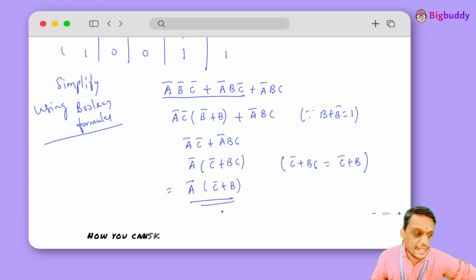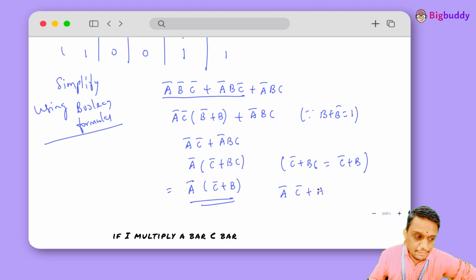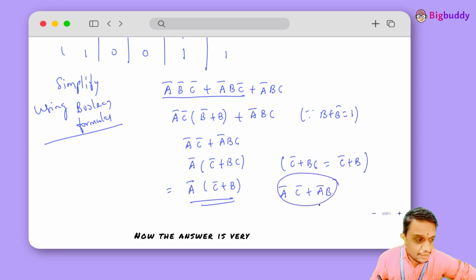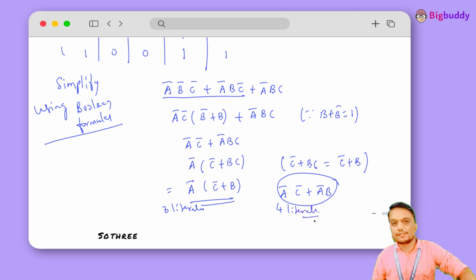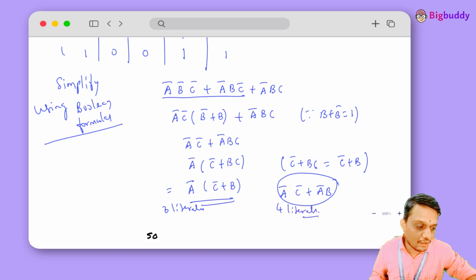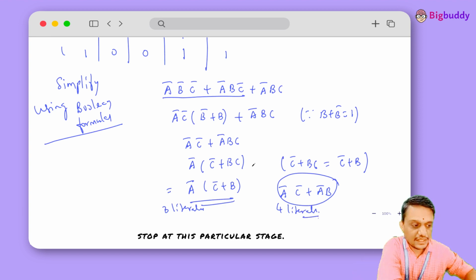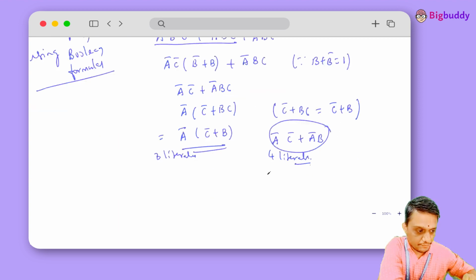Now you can ask me, sir, can I keep the answer as A bar C bar plus A bar B if I multiply it out? The answer is very simple. This is 3 literals and that is 4 literals. 3 is always better than 4 literals, so it is good to stop at this particular stage. We'll discuss 2 more examples and then we'll stop the session.